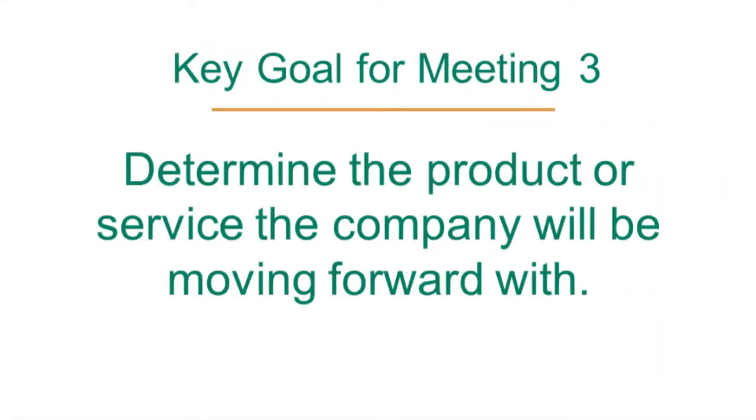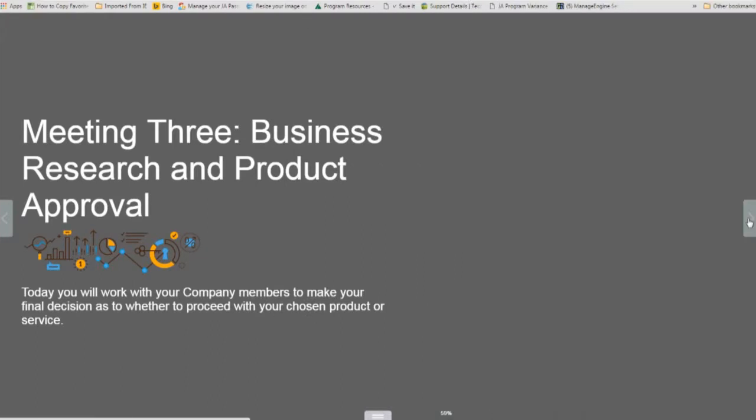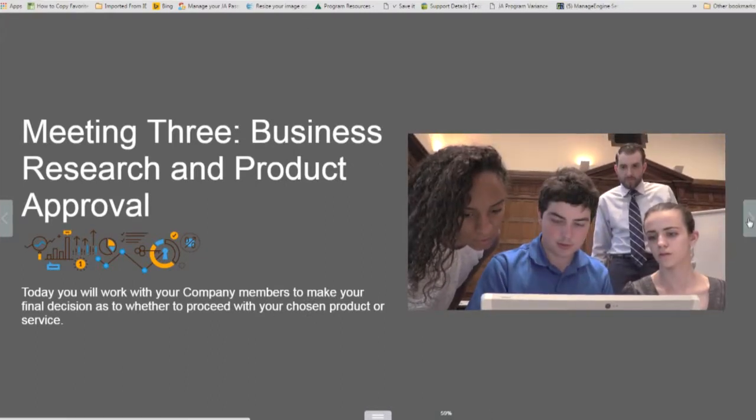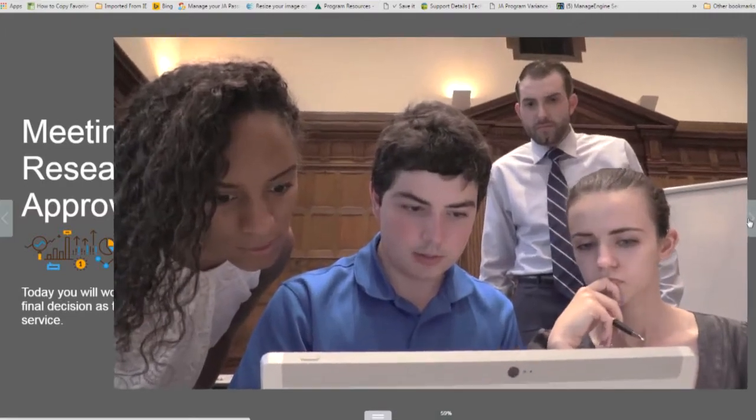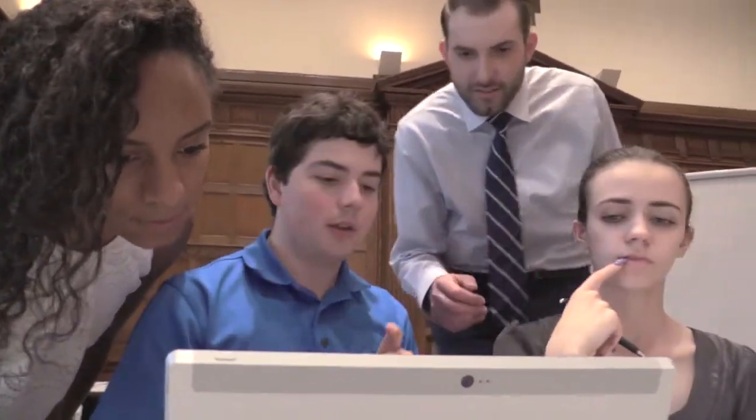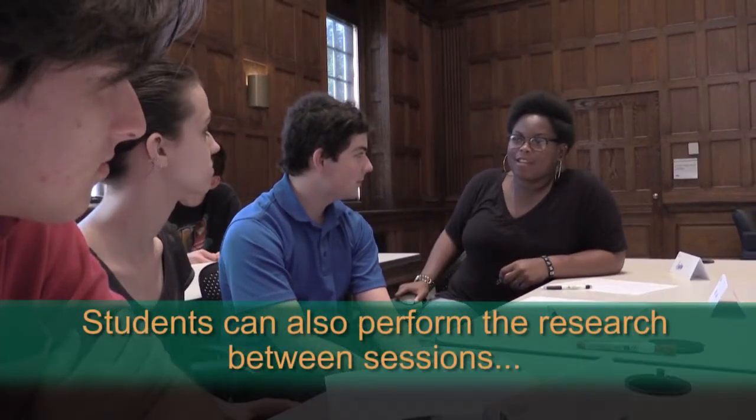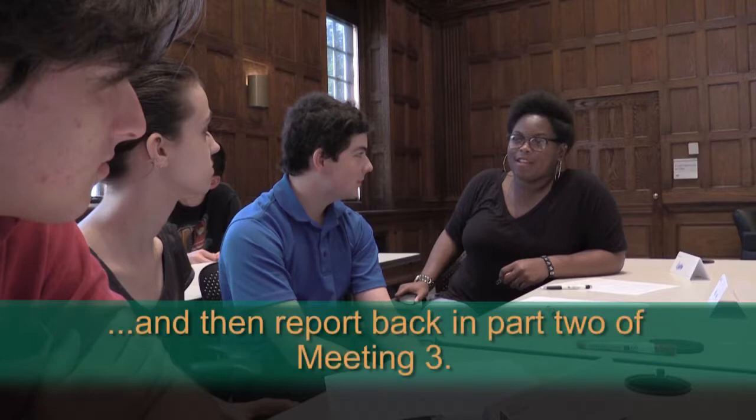The key goal before the end of today's meeting is to have determined the product or service the company will be moving forward with. Given the pace of the program, there's little time available for market research. If you're in a classroom scenario where Meeting 3 will be divided into 2 sessions, or your schedule allows for the luxury of extra company meetings, students can plan to spend the first half of Meeting 3 determining what research questions to ask and whom or where to ask them. They can also perform the research between sessions and then report back in Part 2 of Meeting 3.